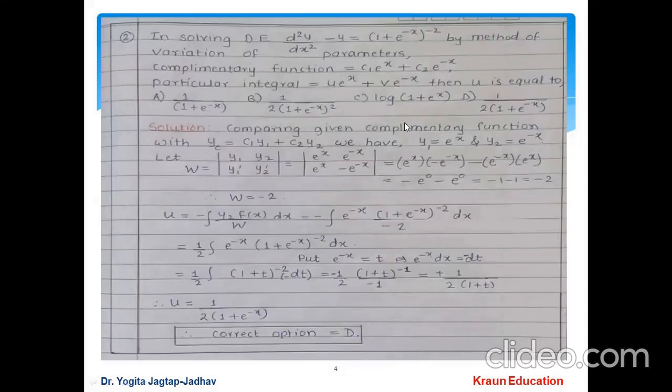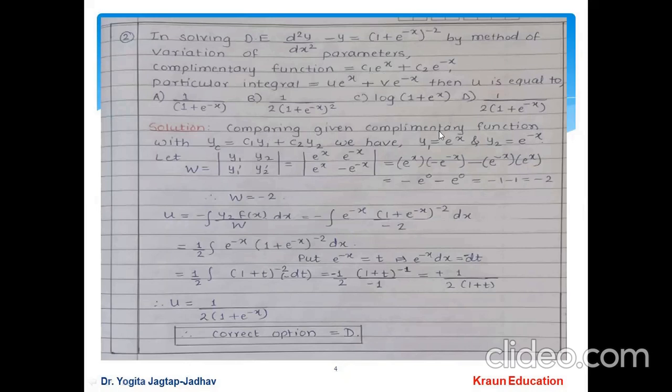Now look at example number 3. In solving the differential equation d square y by dx square minus y equal to (1 plus e raised to minus x) raised to minus 2, by using the method of variation of parameter, the complementary function is provided, that is equal to c1 e raised to x plus c2 e raised to minus x, and they asked to find the value of u.